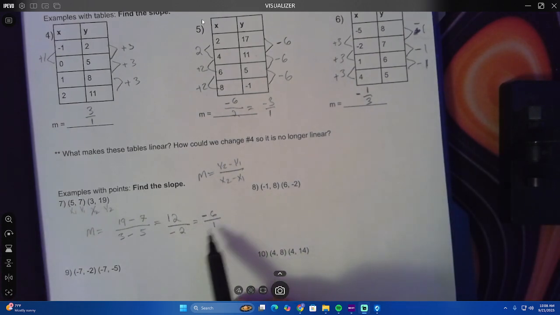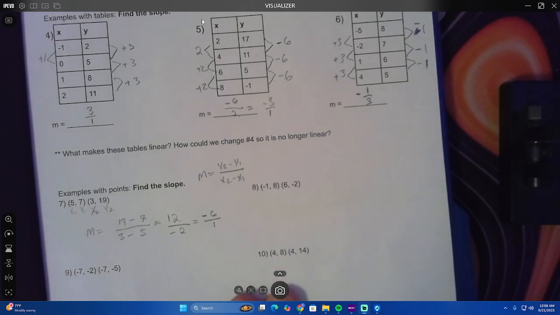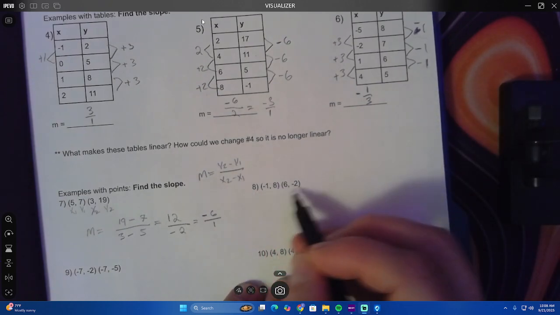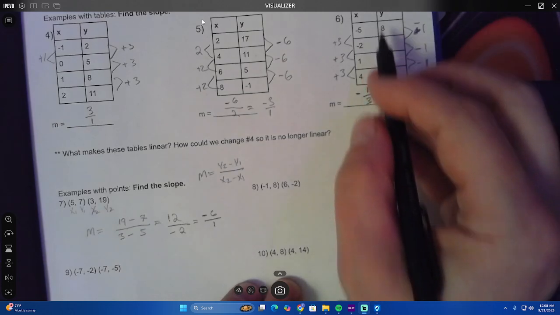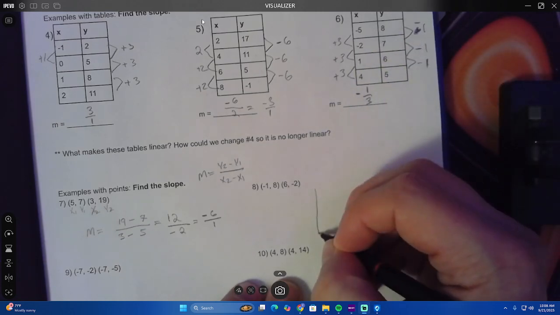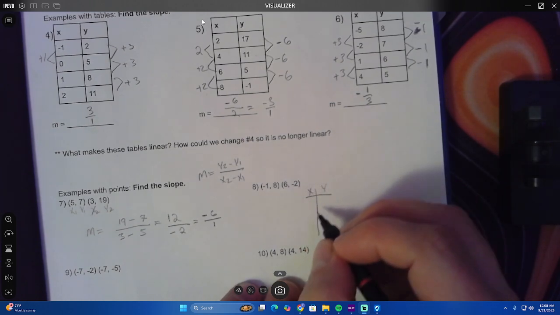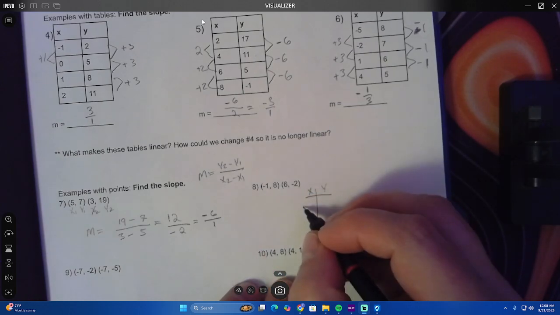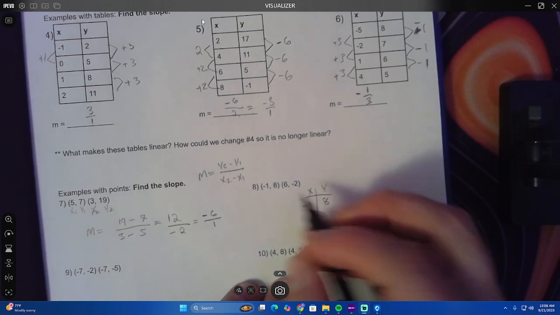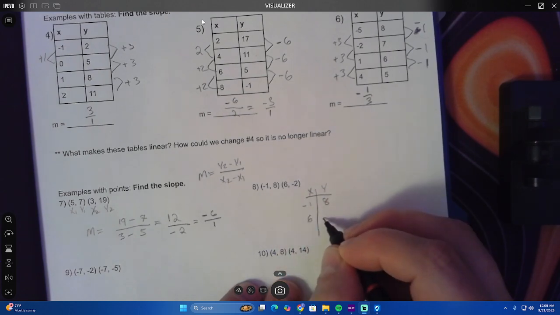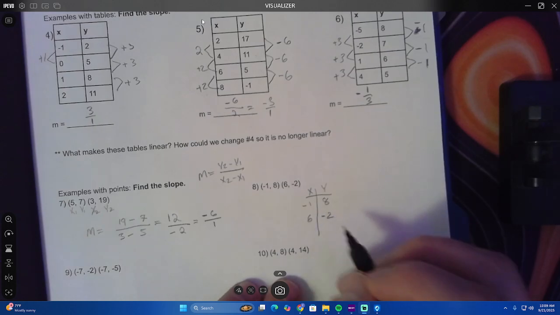Now I can say this line has a slope of negative 6 over 1. One thing I will say is you can take your 2 points and put them in a table if you prefer that way. So on these points, I'm going to make a table of my x and my y. My x value here is at negative 1, and I got out an 8 on that point. Here I had an x value of 6, and I had a y value of negative 2.